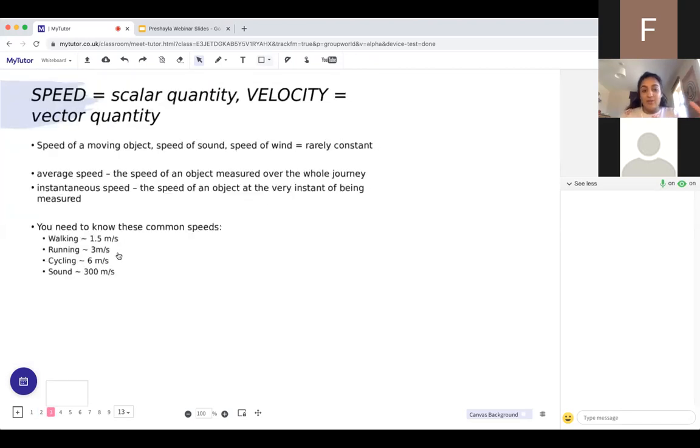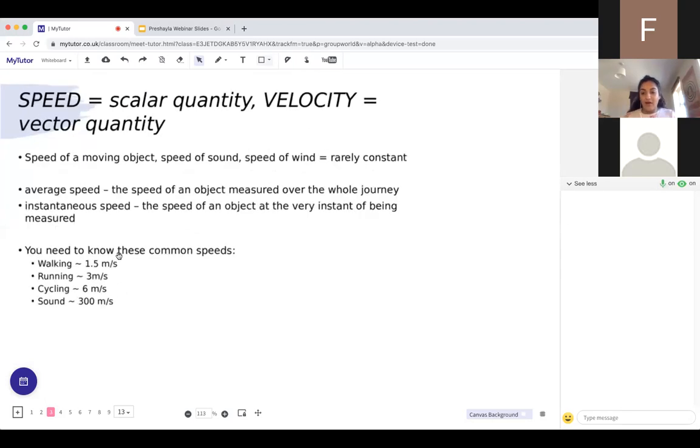Now we have the same thing with speed. You might have heard the terms speed and velocity, again being used interchangeably, but they actually do have different meanings. So speed is the scalar quantity, whilst velocity is the vector quantity. Now we need to know a few common speeds in our daily lives. So we need to know what the speed of walking is, what the speed of running is, what the speed of sound is.